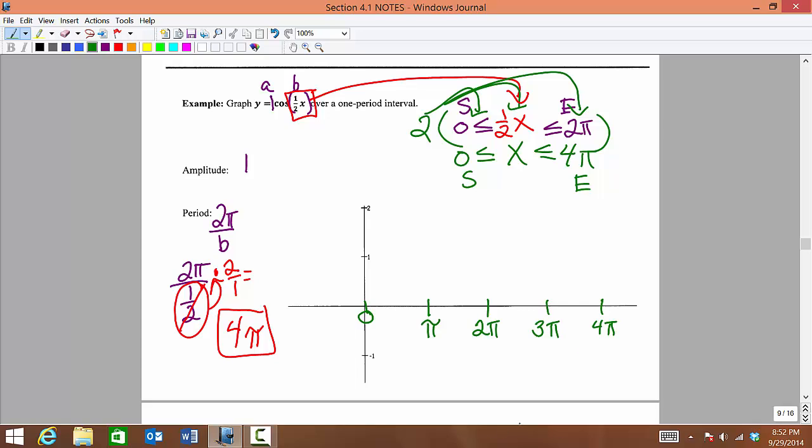So we have 4 equal segments. We have 5 x values that separate our graph into 4 equal segments. So we want to find those x values, and then we're going to graph our cosine basic shape using these 5 values. So cosine starts at the maximum, comes down to the x-axis, and then goes down to a minimum, comes back to the x-axis, and then at the last point it's at its maximum. So we have our basic shape of cosine with a period of 4 pi.